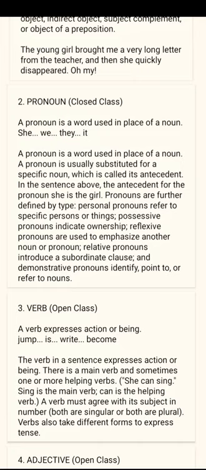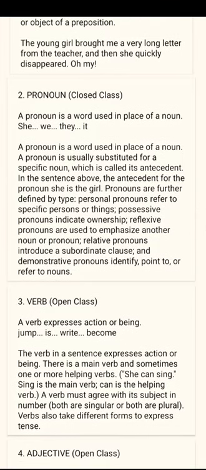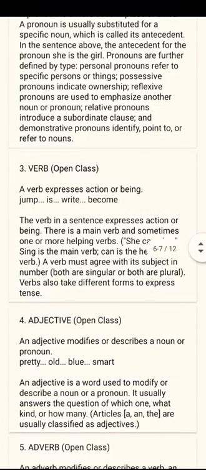Now, relative pronouns introduce a subordinate clause. We are going to discuss some types of sentences and types of conjunctions as well. So this point is very important. Kindly highlight it and note it so that you may be able to remember it when we are doing conjunctions and types of sentences.